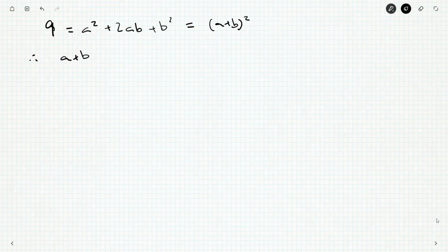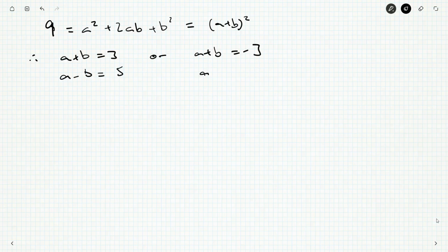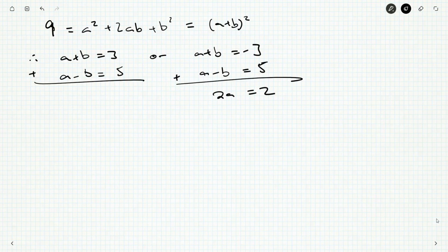So we have a choice. Either a plus b is 3, or a plus b is negative 3. Now in either case, a minus b is 5, and we can use this information. We add them both up. We get 2a is 2 over here. Add them both up, we'll get 2a is 8. That would be a is 4.